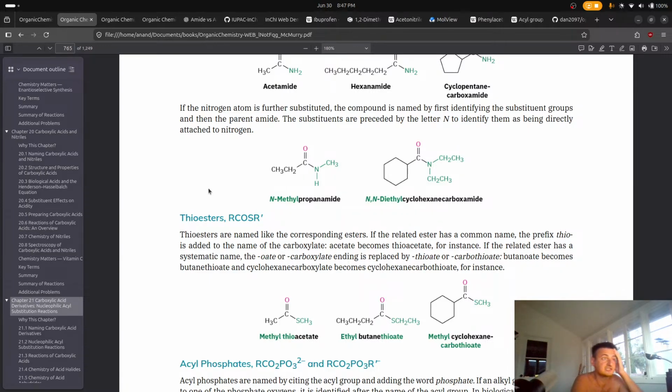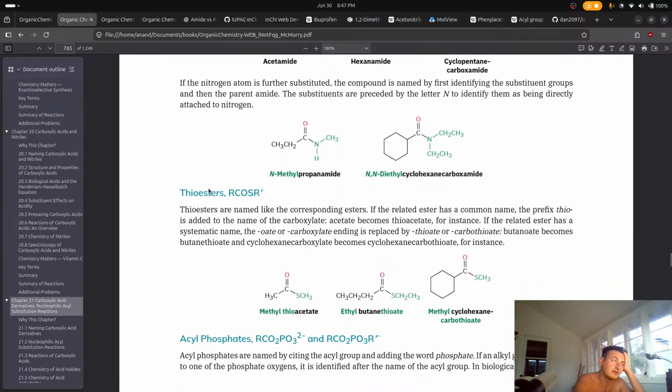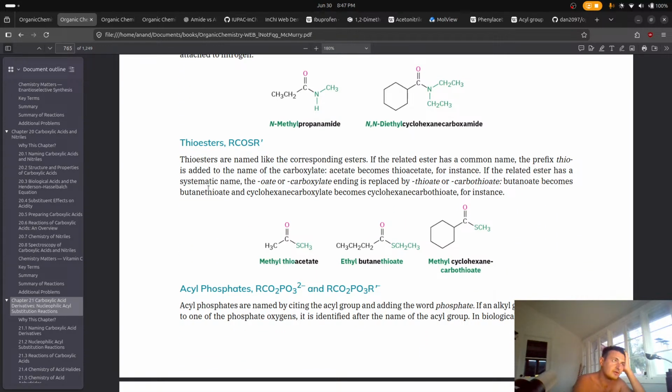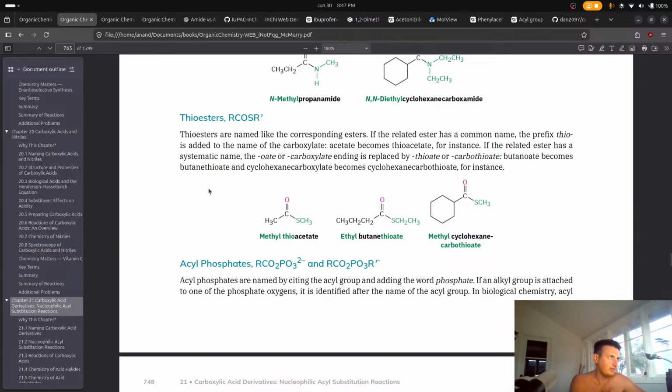N,N-diethylcyclohexanecarboxamide. Right, that one's pretty straightforward. The only thing I need to remember is that, yeah, I actually know that already. Thioesters. Thioesters are named like the corresponding esters. Oh, I definitely prefer butanethioate over thiobutanoate.